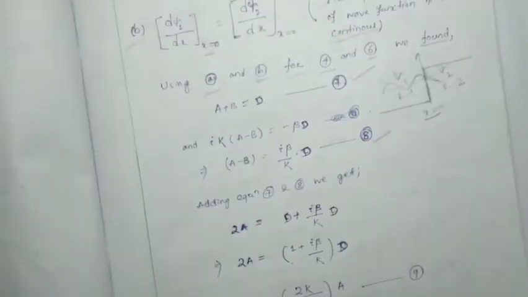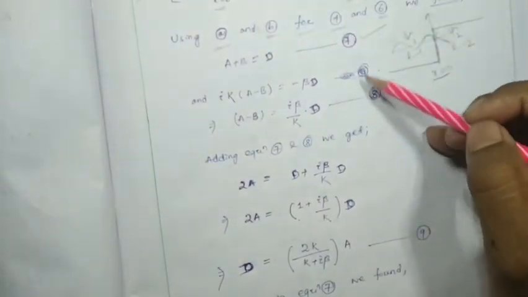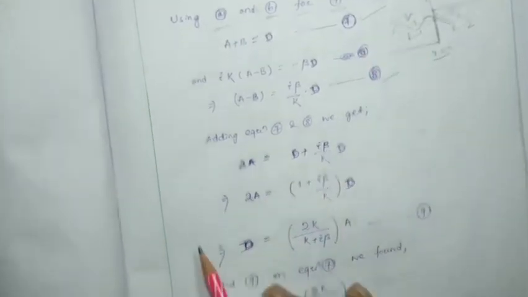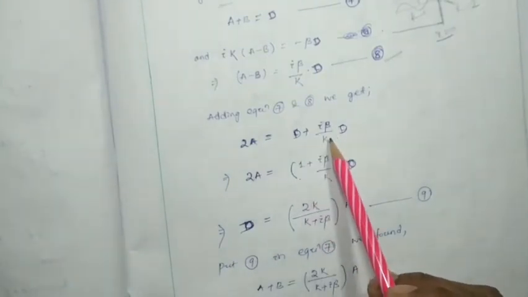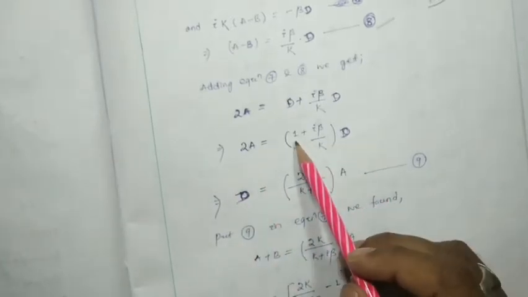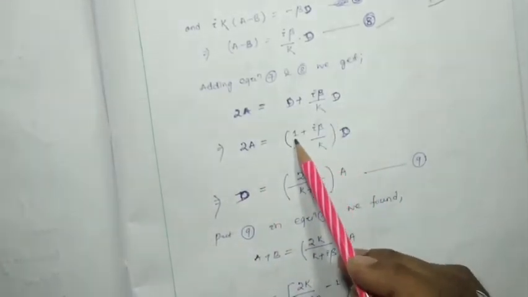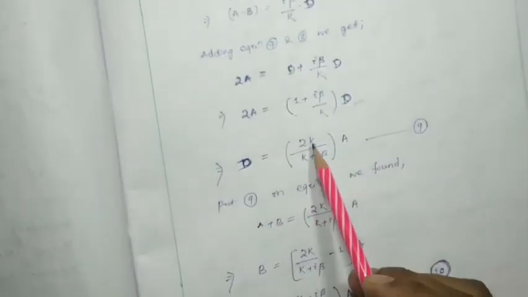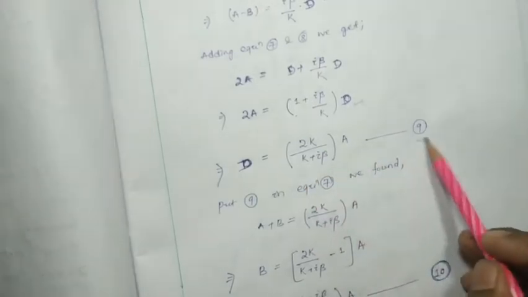Now add equation number 7 and 8. If we add these equations, we get 2a equal to d plus i beta by k into d. Taking d common, 2a equal to (1 plus i beta by k) into d. That implies d equal to 2k by (k plus i beta) into a. Let this be equation number 9.